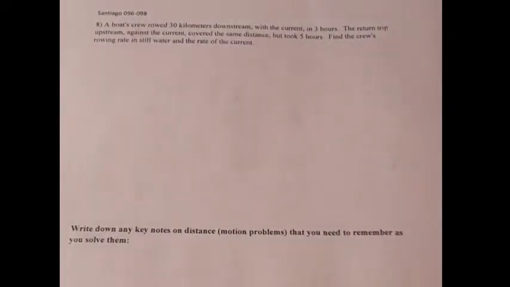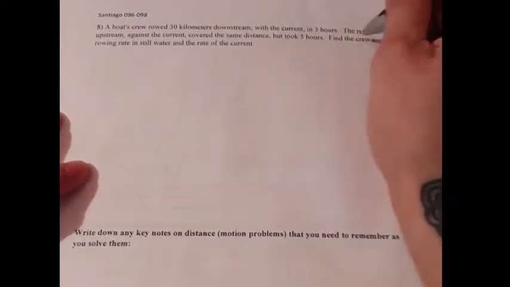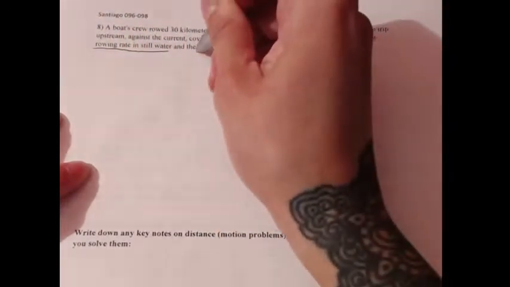A boat's crew rowed 30 kilometers downstream with the current in 3 hours. The return trip upstream against the current covered the same distance but took 5 hours. Find the crew's rowing rate in still water and the rate of the current. So we start by saying, what am I trying to find? So we want to find the crew's rowing rate in still water, and we want the rate of the current.